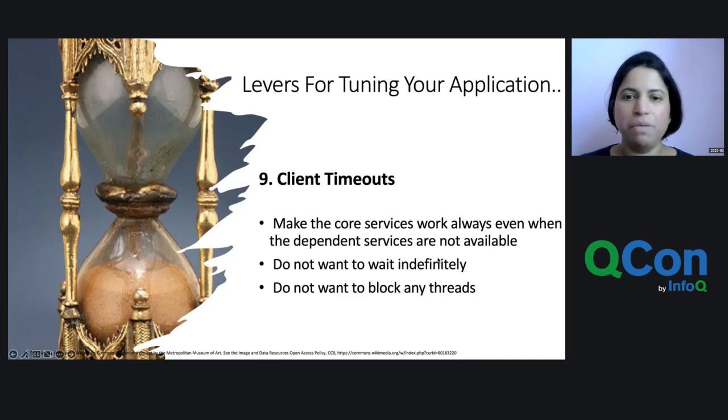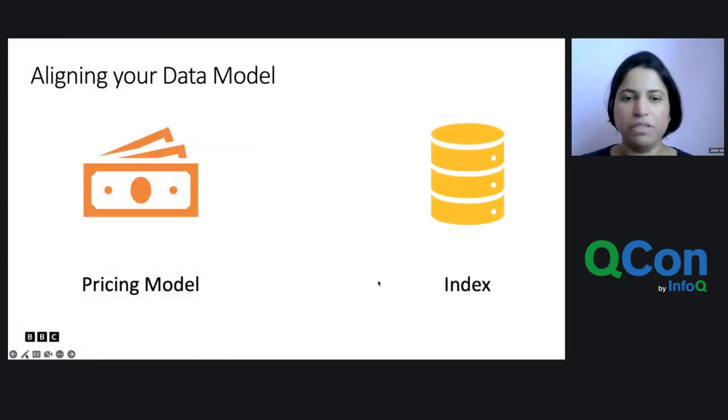So with this, we have come to an end of the different levers, and now we're going to look at aligning your data model. So once we had all the levers that I've spoken about in place, and again, when we executed the performance test in US, we identified that the bottleneck was now on DynamoDB.